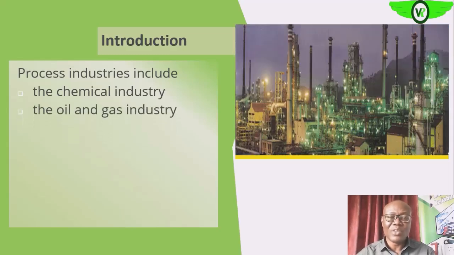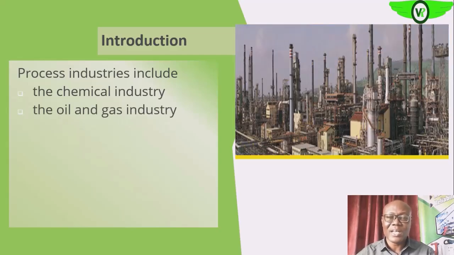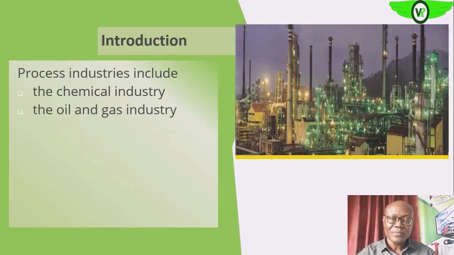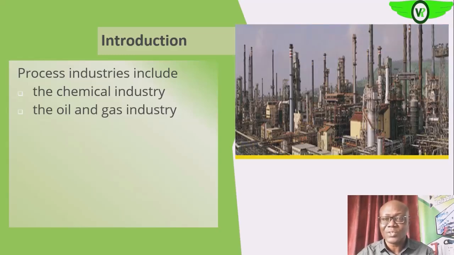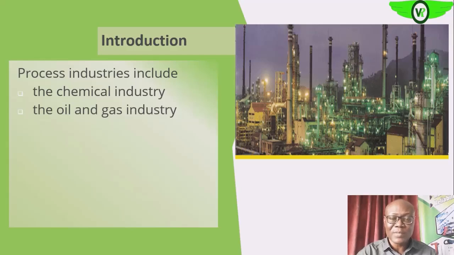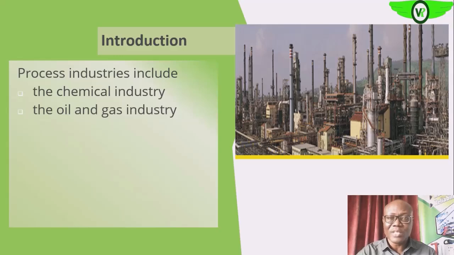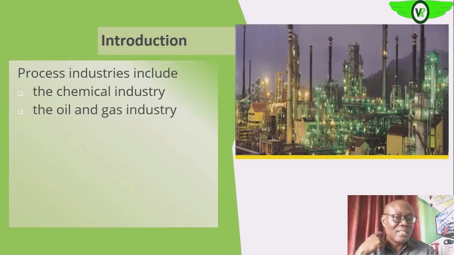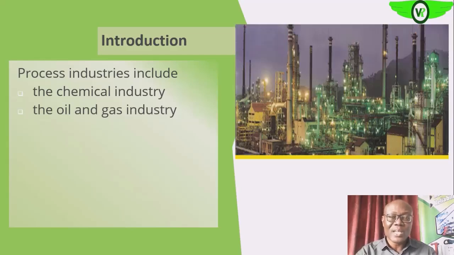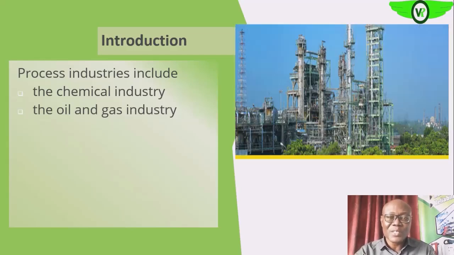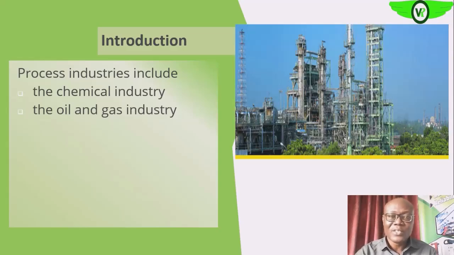Then we also have the oil and gas industry. The oil and gas industry, as is well known, is made up of the upstream, midstream and downstream. In the production aspect, which is the upstream, where the petroleum is actually produced, we need to control the processes in order to get the specification of the petroleum that we actually need out of those processes.